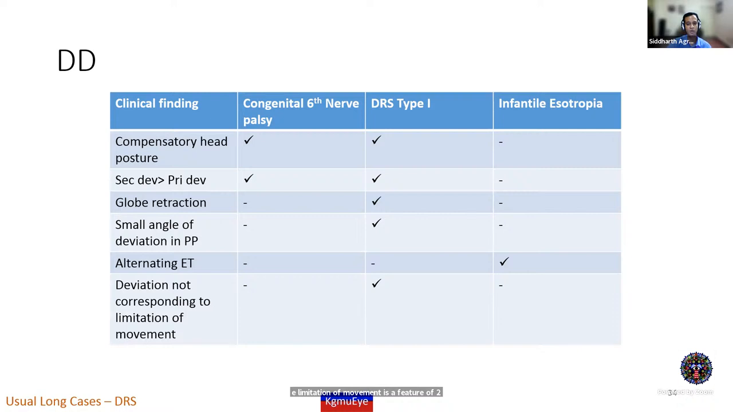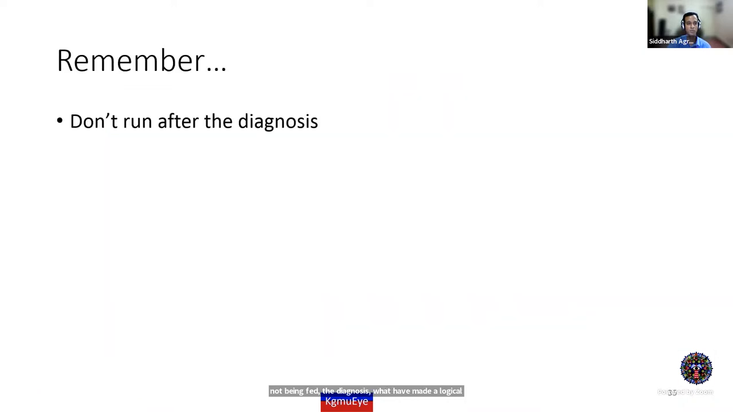Even after all the detailed history and examination, sometimes we are unable to differentiate between these conditions. So better keep a differential diagnosis. The examiners are usually happy that you have a differential diagnosis rather than a straightforward diagnosis. There's more to discuss, and it also confirms that you've not been fed the diagnosis by someone. You have made a logical thinking and logical conclusion. So always go with a differential diagnosis in mind. Don't run after the diagnosis.